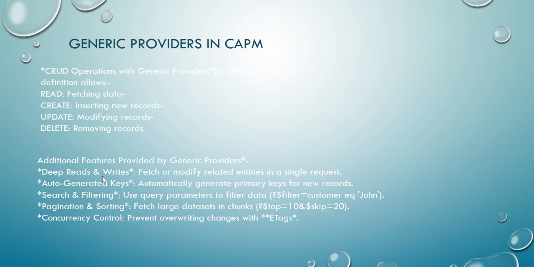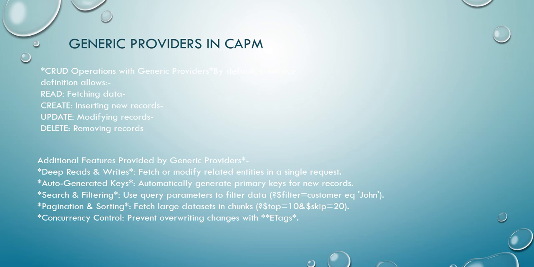First one is deep read and write. If you use the deep read and write, you don't need extra enhancement code. I mean, if you remember, if you develop OData services, definitely if you want to use the associations and compositions we have to do the deep entities. So for that again we need to use expand entity. For that again we need to write separate code. But here it will support all the features built in.